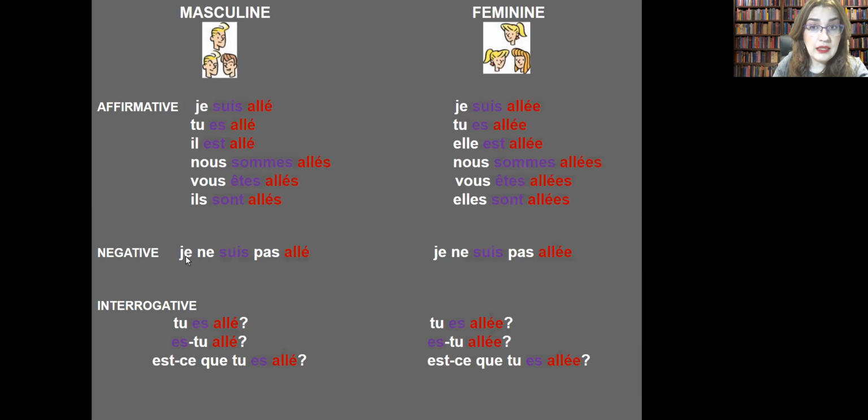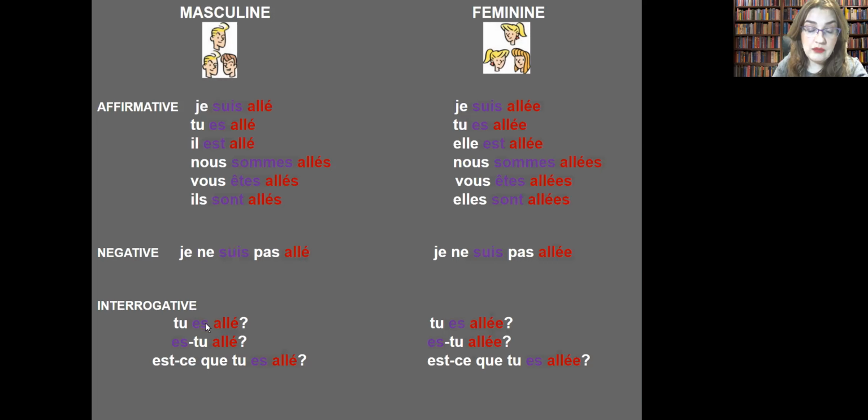In the negative form, of course we place ne pas around the helper verb. This is a simple negative, so we're only using ne pas. So, je ne suis pas allé means I did not go.